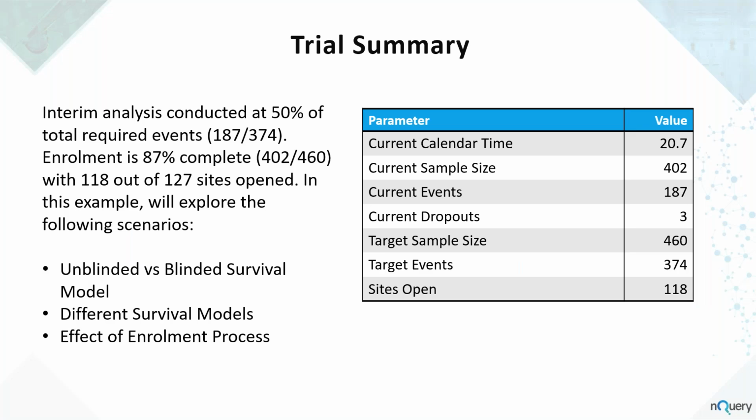Okay, so for the rest of the webinar, we're going to focus on a worked example. What we're going to do here is look at a study where we have 374 events as the target, and a target sample size of 460. So in this case, 50% of the events have occurred so far, 187 out of 374, but enrollment has not finished. So we need to model the remaining enrollment to get an accurate estimate of survival.